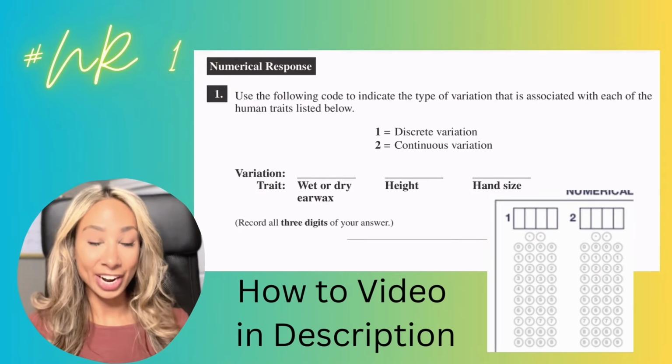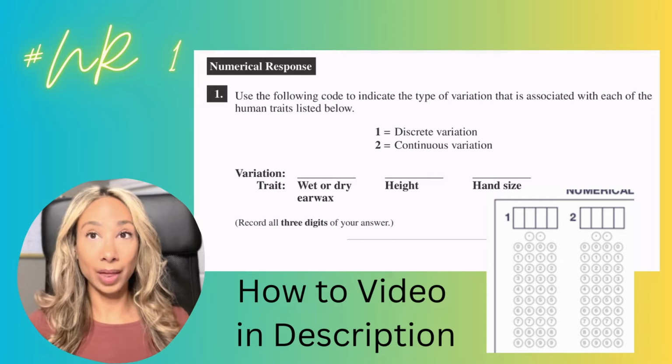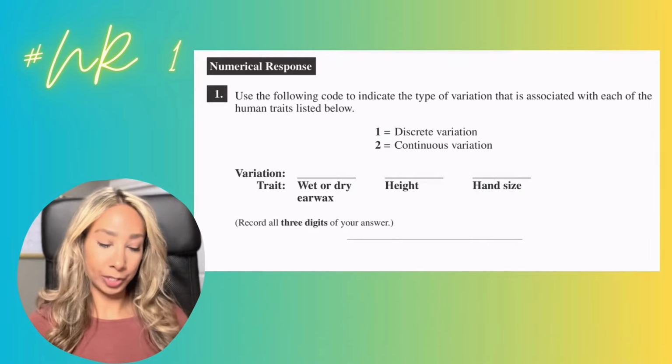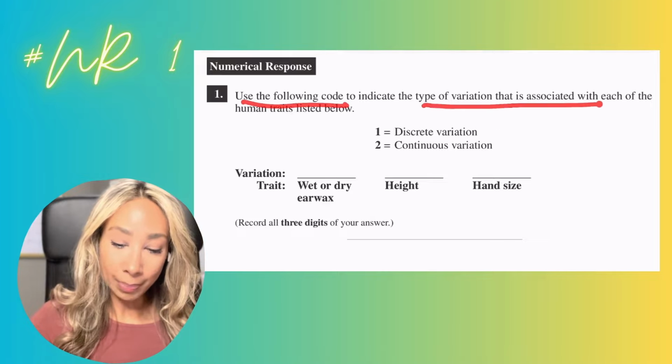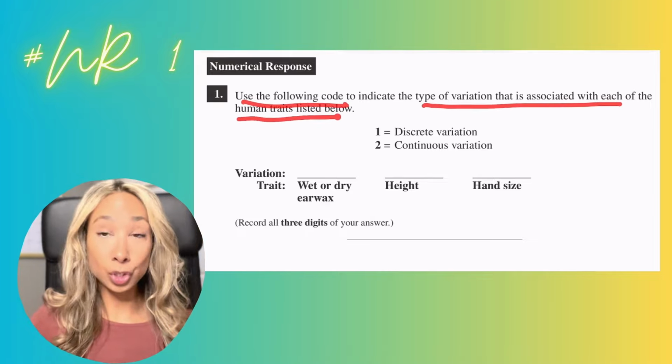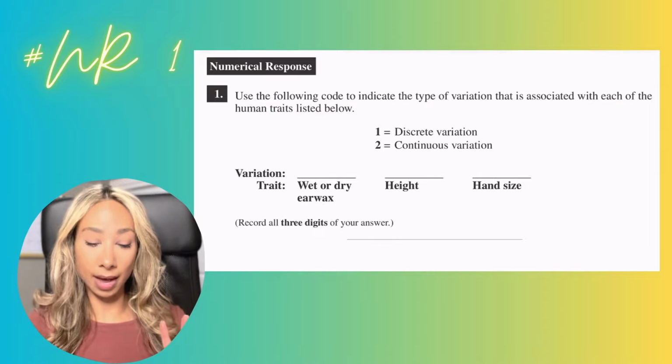Numerical response here. So remember, with numerical response, when you are working on your PAT, you are going to have to fill that out in some bubbles. But let's look at our question here. So we want to use the following code to indicate the type of variation that's associated with each human trait below. So we've got discrete variation and continuous variation.